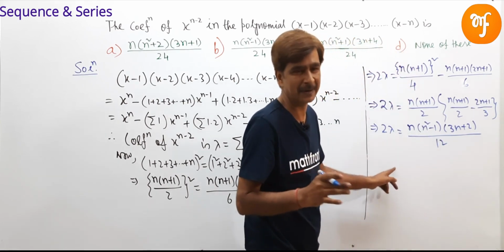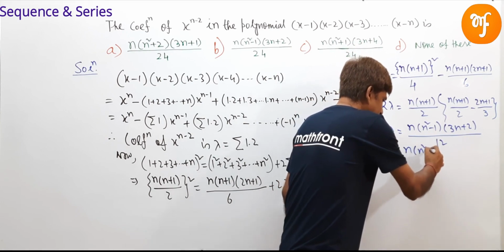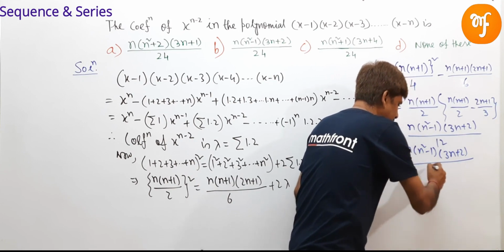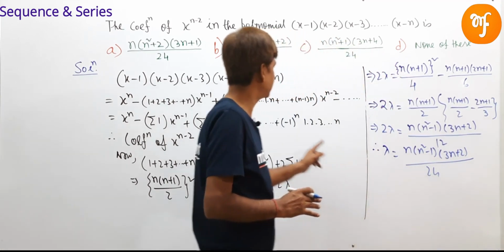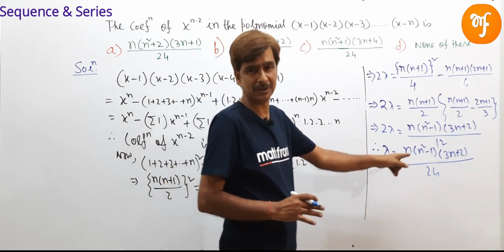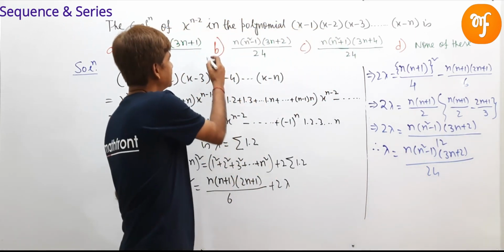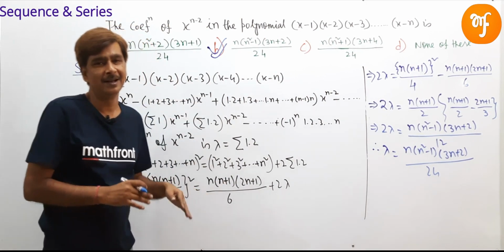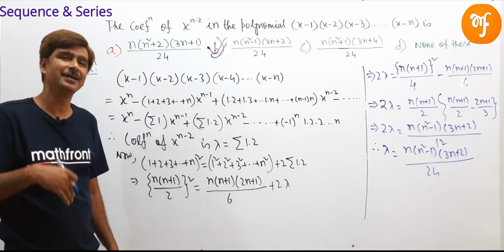Okay. So what is the value of lambda? The value of lambda is obviously n into (n square minus 1) into (3n plus 2) whole divided by 24. Okay. So the value of lambda, that is the coefficient of x to the power n minus 2, is equal to n into (n square minus 1) into (3n plus 2) divided by 24. And in the options, B is the correct option. Okay. So in this way, we can solve this numerical in a quick way. Clear? Understand? Now come to the next question.